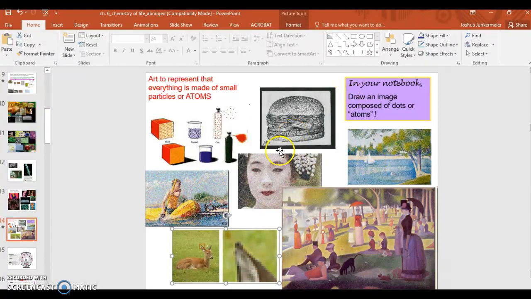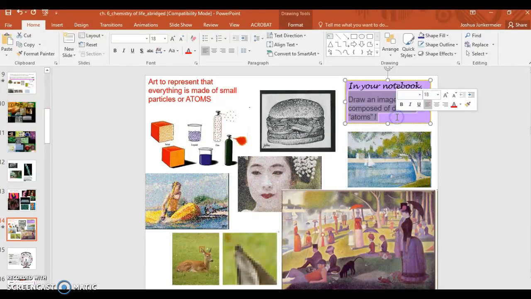Your job is to do just like they've done and to draw an image composed of dots or atoms. The dots will represent atoms, but draw any kind of picture, whether it's complex or not, and just go for it, have fun with it. And that's slide 14.